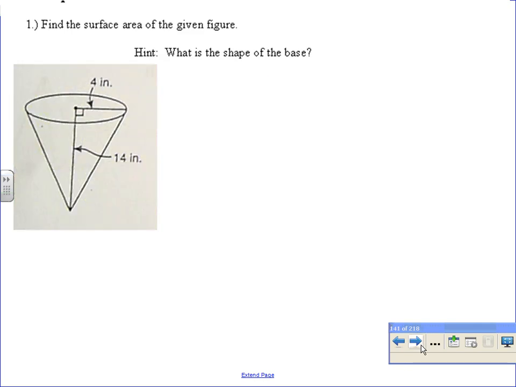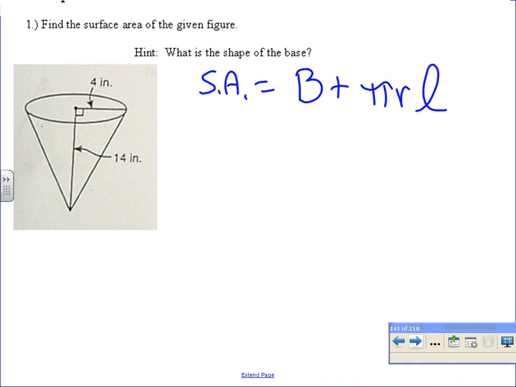Okay, so I'm going to write the formula down as surface area equals base plus pi r L. Same thing as 1/2 times the circumference times the slant height. Okay, so B is the area of the base. Area of a circle is pi r squared. So we have pi times the radius squared. We know the radius is 4, plus half the circumference times the slant height. Same thing as half the perimeter times the slant height, which simplifies to pi r.